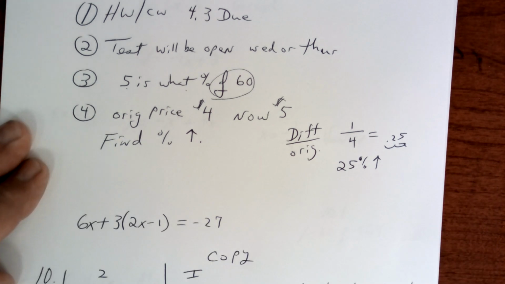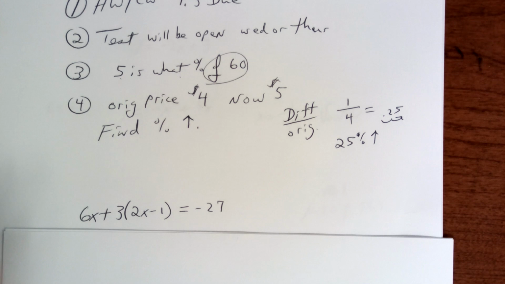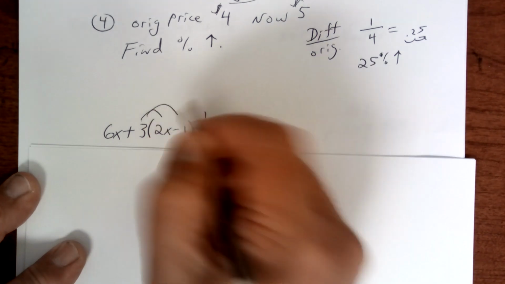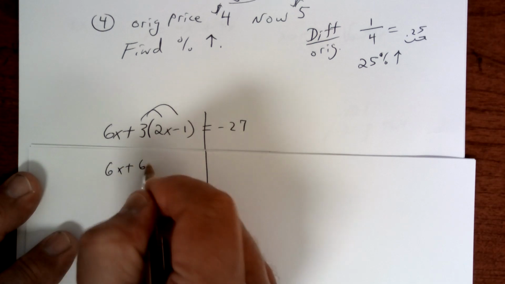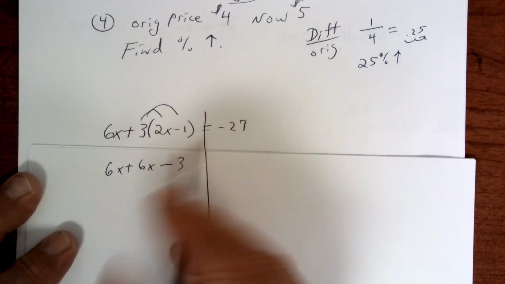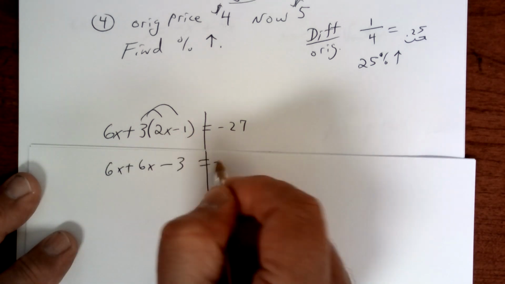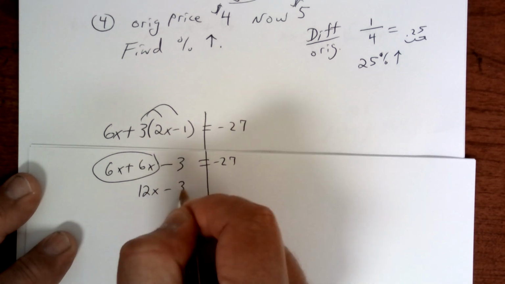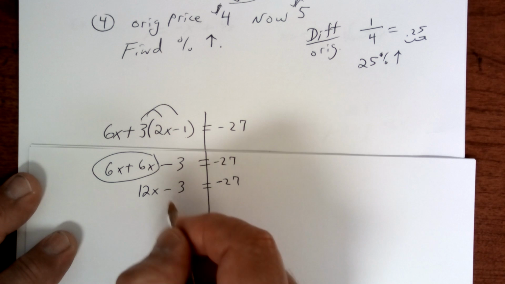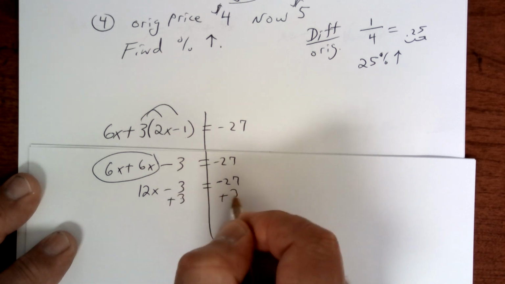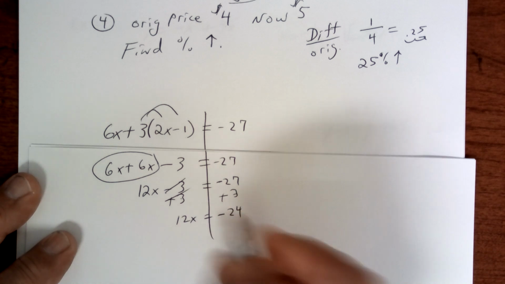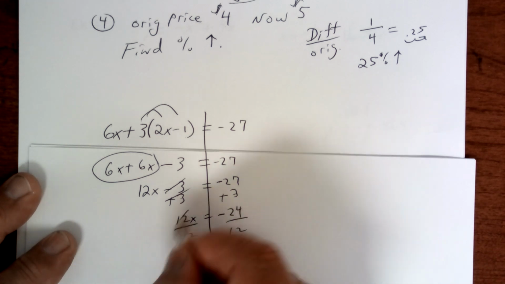All right, let's go on. Copy this one down. This one is out of the book. See if you can work it. Well, draw your line. You're going to distribute. Make sure you do 3 times 1. That gives you 12x. Now what you want to do is add 3 to both sides. When you do that, you get 12x is equal to whatever that is, negative 24. And then you divide by 12. I'm getting a negative 2.